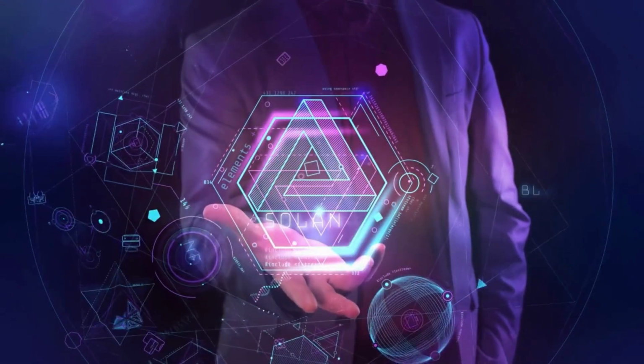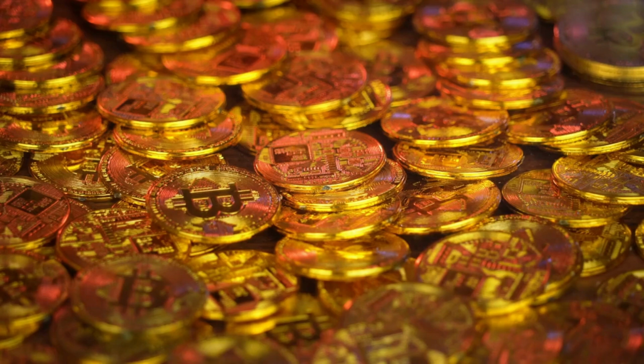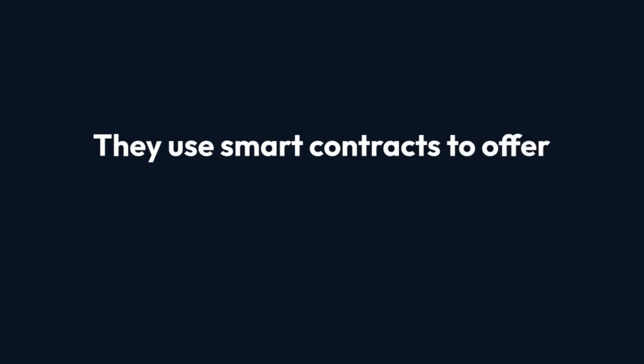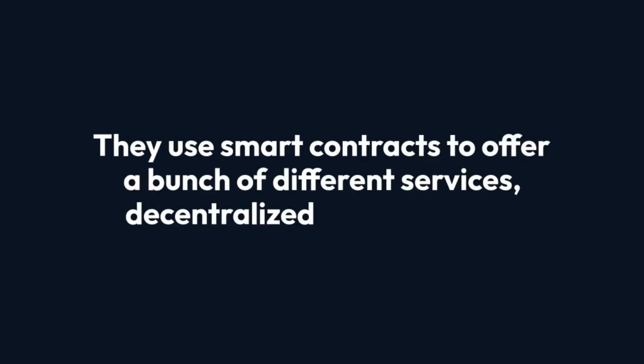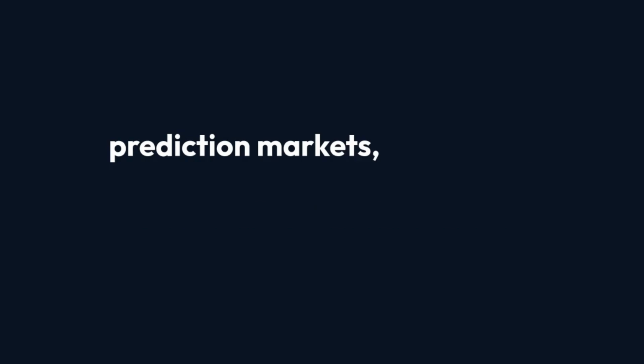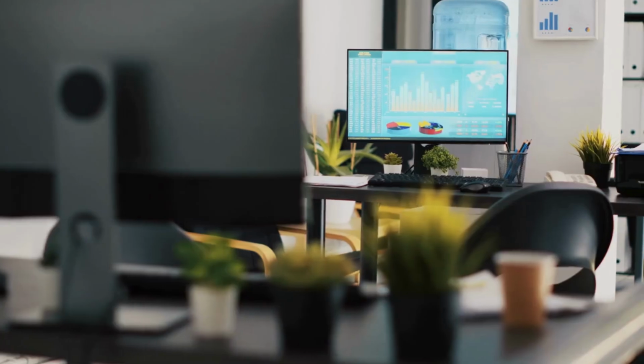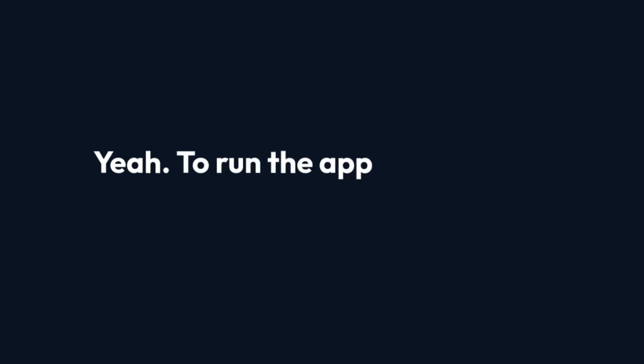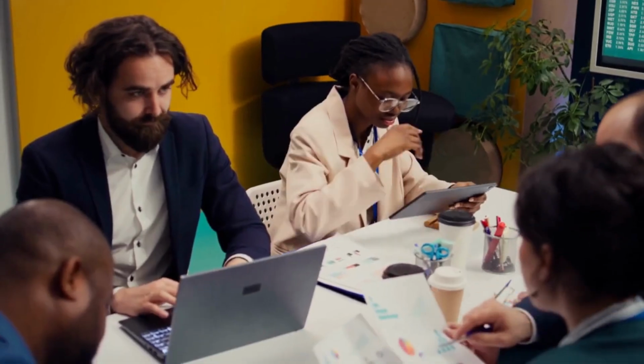Precisely. And these smart contracts, they're the foundation for something else you mentioned: decentralized applications, or dApps. Okay, break those down for me. Think of them as applications that run on blockchain technology. They use smart contracts to offer a bunch of different services: decentralized marketplaces, prediction markets, even social media platforms. So instead of relying on, say, a company to run the app and manage your data, it's all powered by the blockchain and these smart contracts.